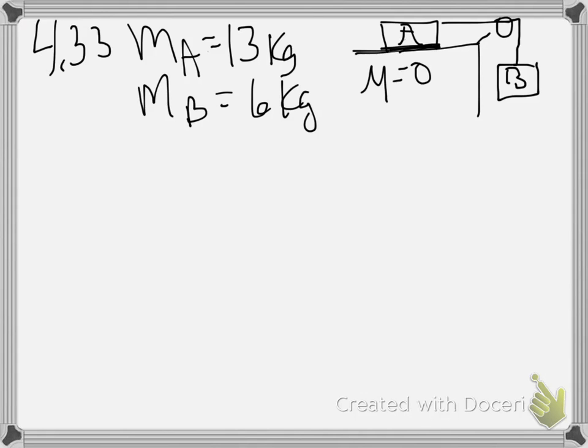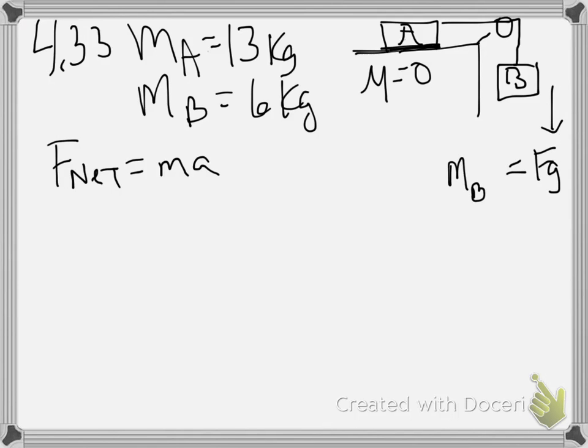So we're going to apply F net equals MA because we're interested in solving for A initially. So if we draw a free body diagram, you get FG over here, which is MBG, and you have tension this way, and you have nothing in this direction because there's no friction. So I'm going to pick down as positive because that's the direction that is going to move here. So I'm sort of looking at it as who wins, and B wins, obviously. A is not going to win.